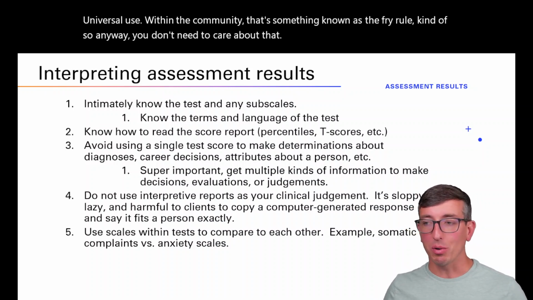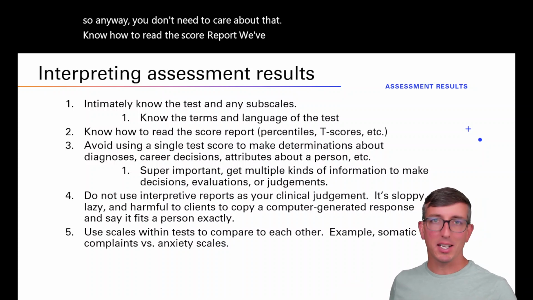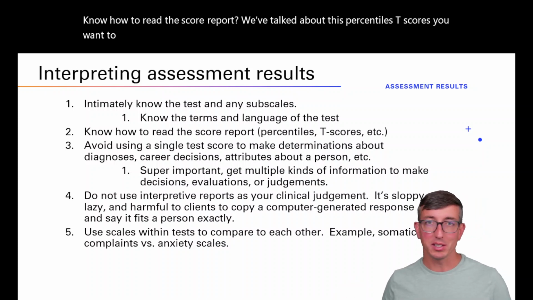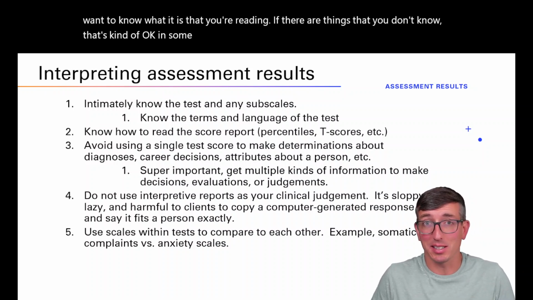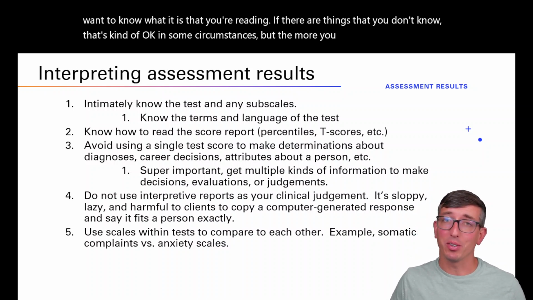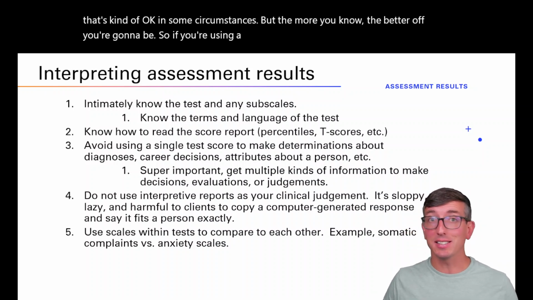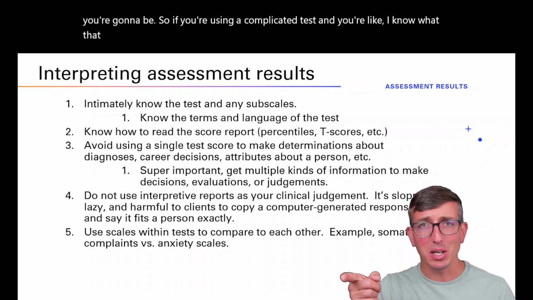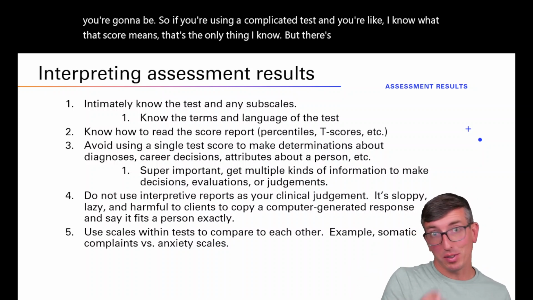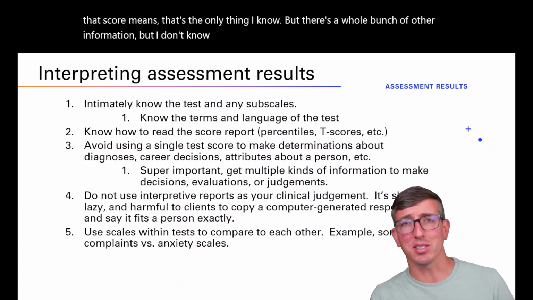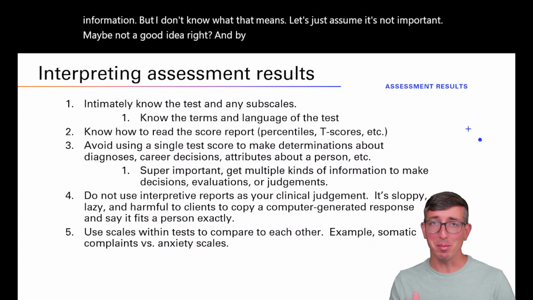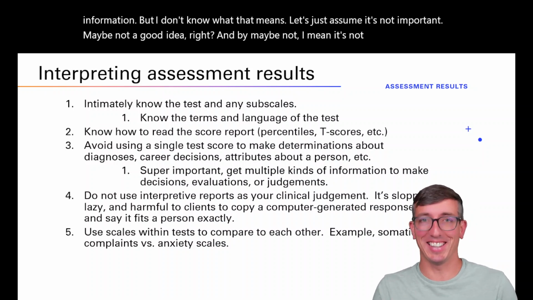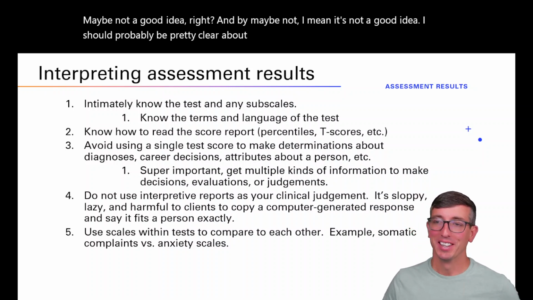Know how to read the score report. We've talked about this, percentiles, T-scores. You want to know what it is that you're reading. If there are things that you don't know, that's kind of okay in some circumstances, but the more you know, the better off you're going to be. So if you're using a complicated test and you're like, I know what that T-score means, that's the only thing I know, but there's a whole bunch of other information, but I don't know what that means, let's just assume it's not important. Maybe not a good idea, right? And by maybe not, I mean it's not a good idea. I should probably be pretty clear about that one.